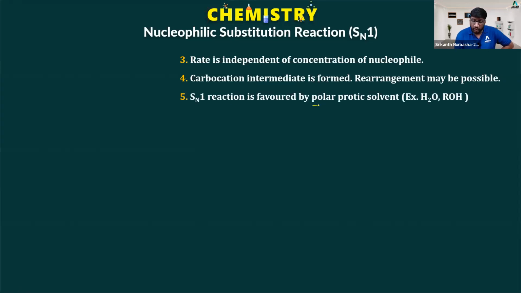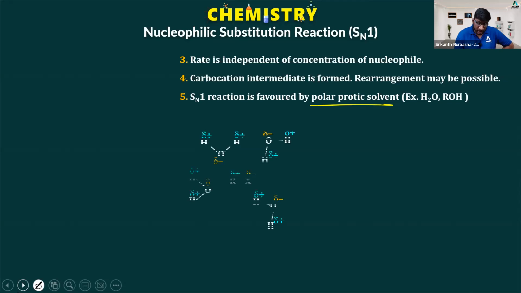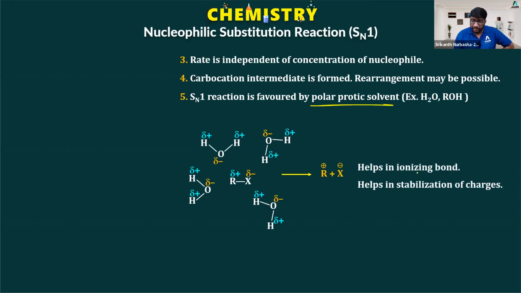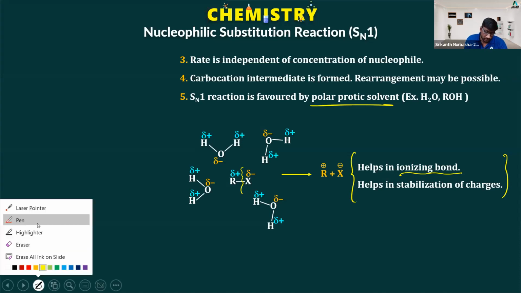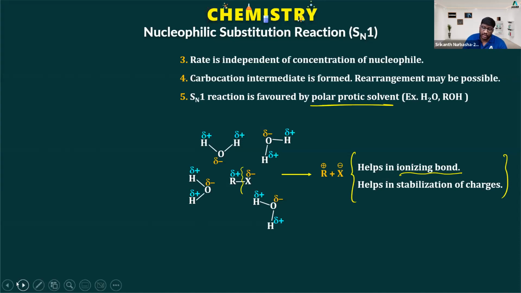SN1 reaction is favored by polar protic solvents, for example water and alcohol. Why? Because polar protic solvents help in ionizing the bond and also help in stabilizing charges. The R-X bond has to be cleaved to produce R plus and X minus in the rate determining step. So that bond cleavage is helped by the polar protic solvent, not the aprotic solvent. Right? Is that clear, students?